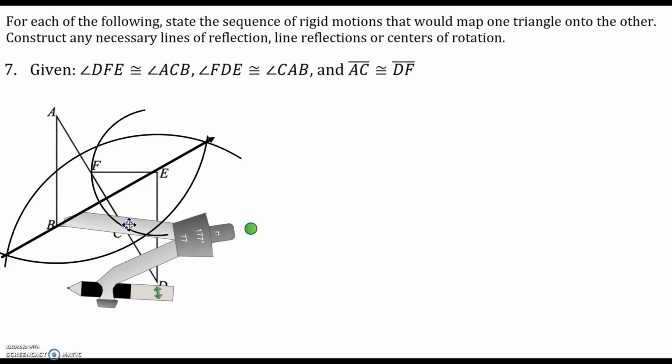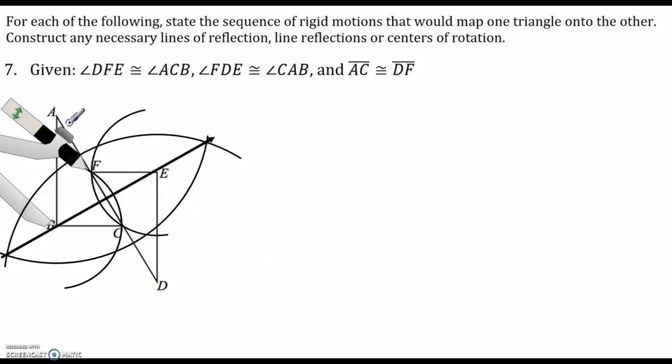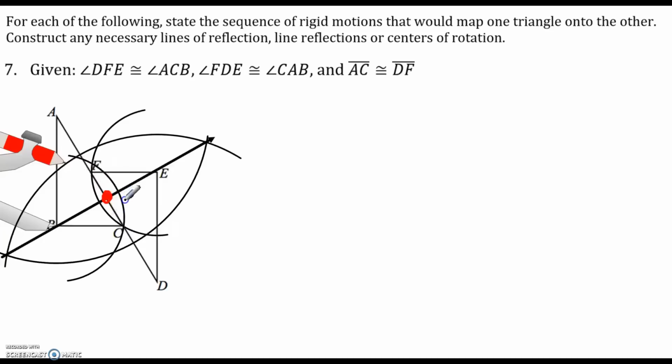But the reality is that the midpoint between F and C is going to be our center of rotation. Notice that that line AD is the perpendicular bisector. So anytime things are perfectly symmetrical like that, that's going to happen. So this point here is going to be our center of rotation. Name it with whatever letter you would like. I choose P.